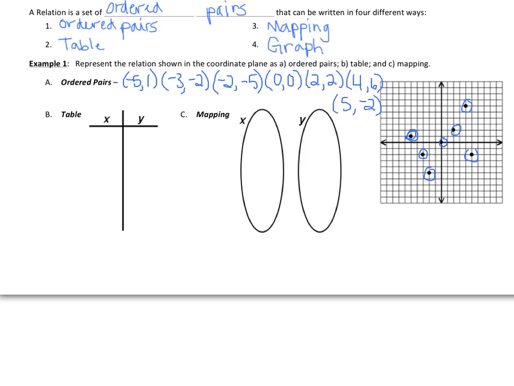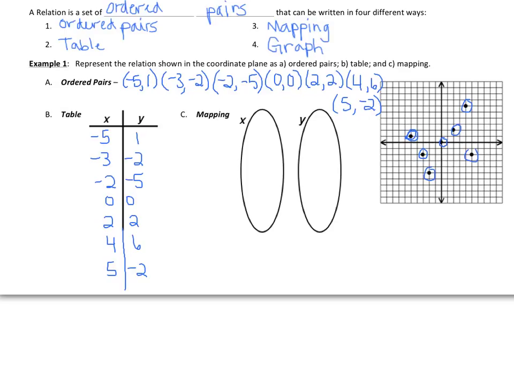Now if we want to make a table, what we usually do is we'll just list these ordered pairs in table format. So the first ordered pair was at negative 5 on the x-axis, or in the x direction, and 1 in the y direction. Then we'll list the second one, negative 3, negative 2, and then negative 2, negative 5, 0, 0, 2, 2, 4, 6, and then we have 5, negative 2.